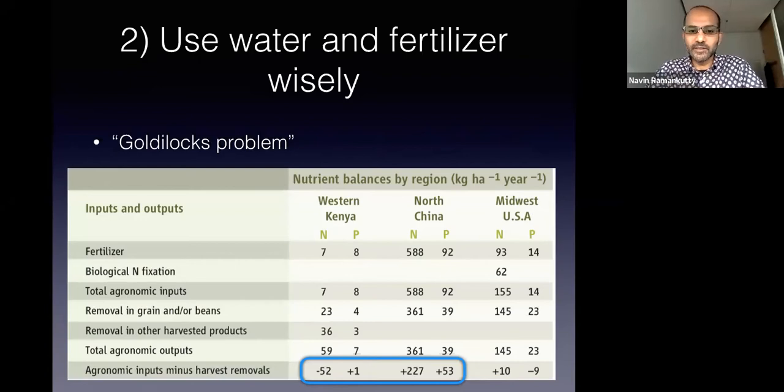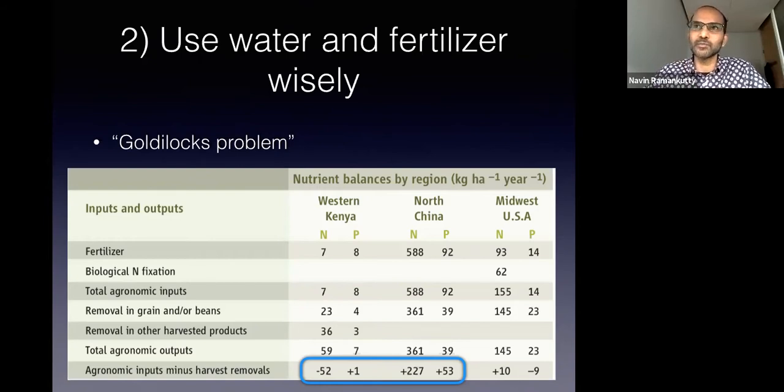This is a very complicated table, but I just want you to look at the bottom there, which shows the nutrient balance in different regions of the world. On the left there, the bottom left saying -52, that's Western Kenya. And it's saying that they don't have enough nutrients in Western Kenya. The soil is depleted of nitrogen. On the other hand, you look at northern China there with +227. Northern China has too much nitrogen going into the soils.